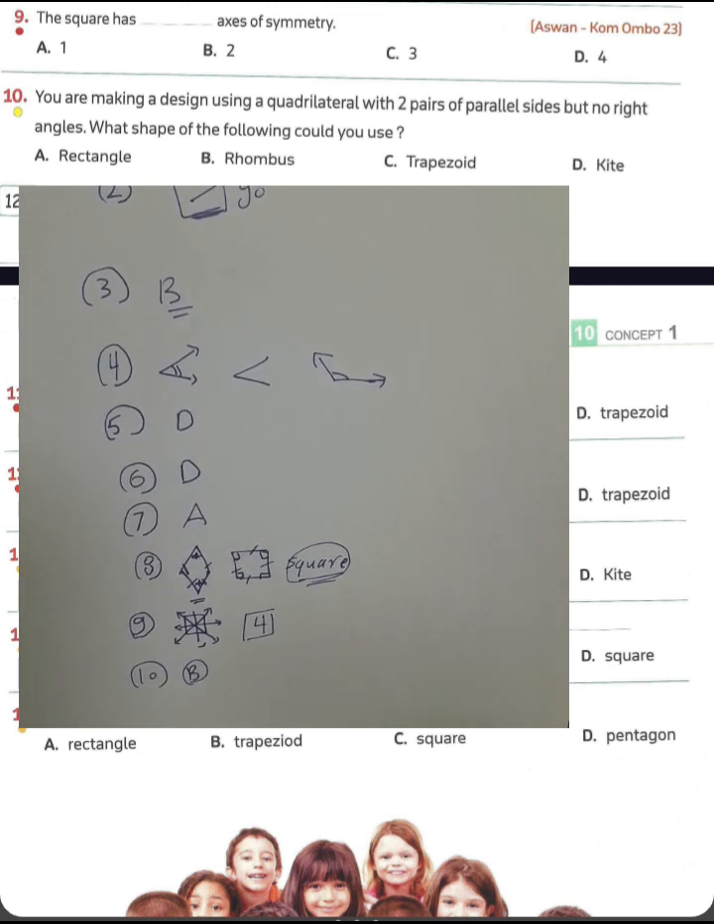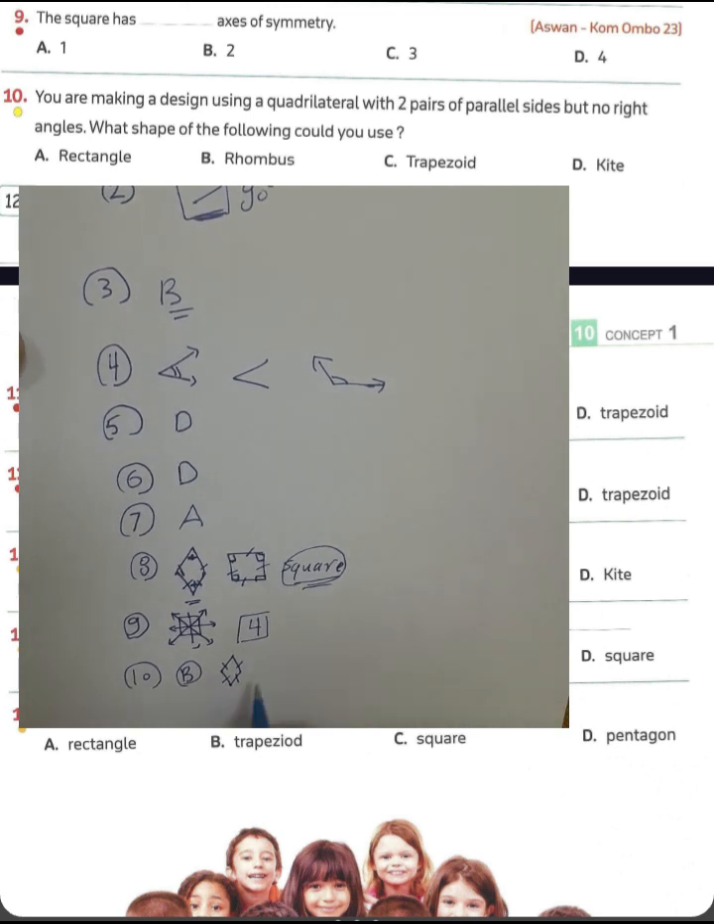We call it a rhombus. In a rhombus, all sides are equal in length and the 2 diagonals are perpendicular. In a rectangle, the diagonals are not perpendicular. Okay, question 10, you are making a design. Don't choose kite. We have 2 pairs of parallel sides but not right angles. The shape to use here is the rhombus.